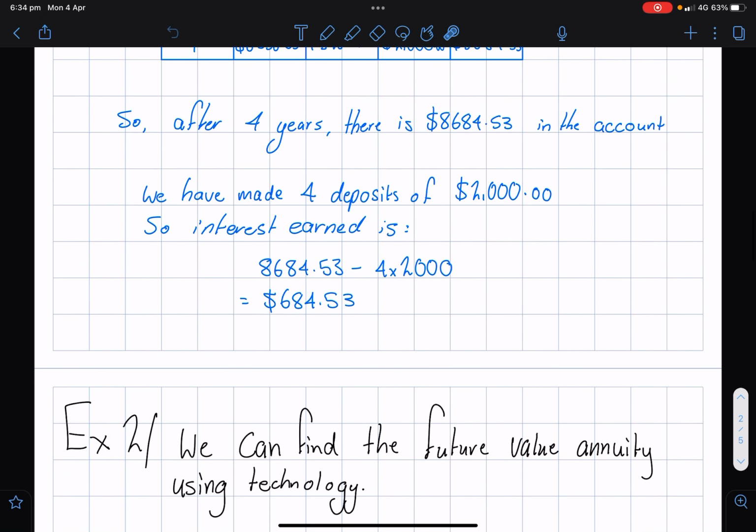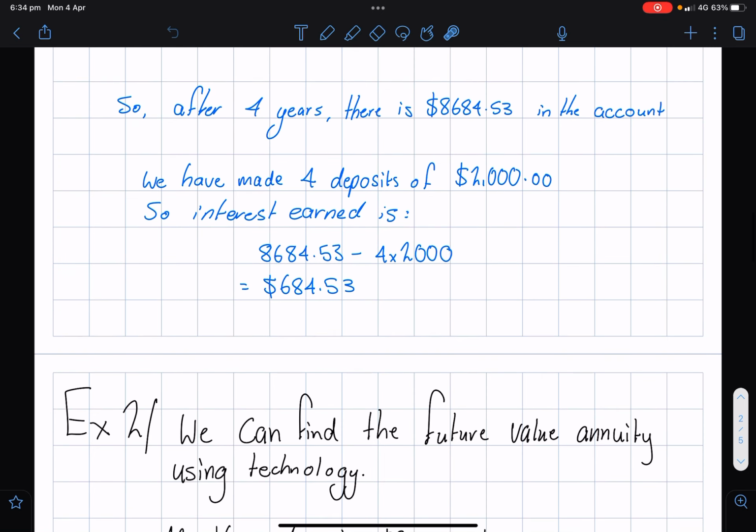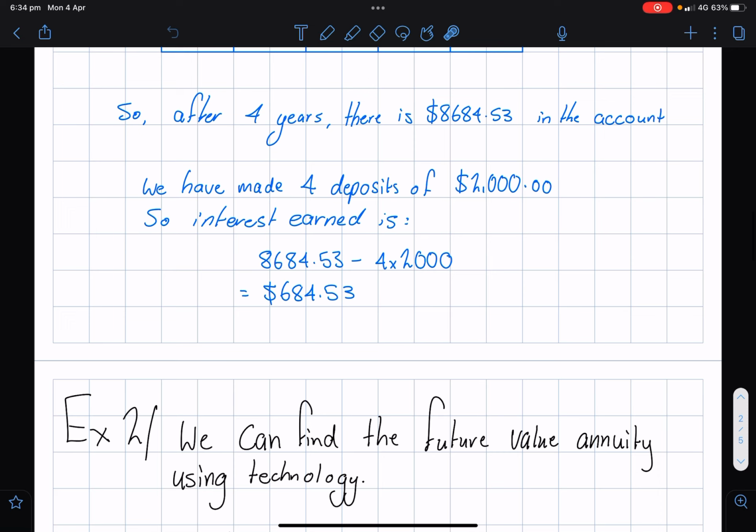So as I said, you can find the future value annuity using technology. So these are the instructions for a Casio graphics calculator. I'm sure TI-84s are fairly similar. If you head to your menu and bring up your grid, you will see that there is actually a section that says financial. So I want you to click on that, and then we're dealing with compounding interest. So you're going to click F2.